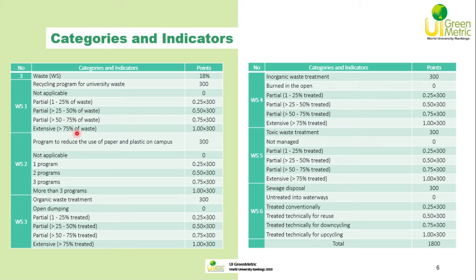For reduction, the requirement is that you have 3 or more programs of paper and plastic reduction. This is criterion 2 of waste. More than 3 programs of reduction of paper and plastic use.